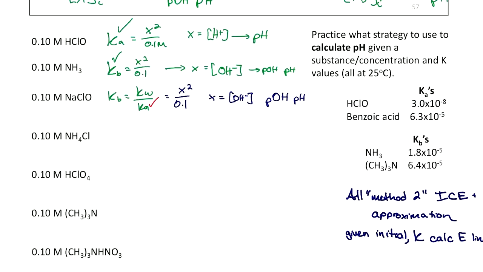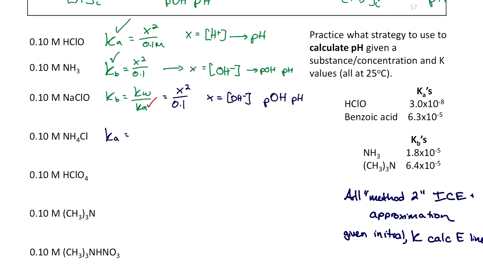All right, the next one. Ammonium chloride. Is that an acid or a base? That's an acid, so we're going to use Ka here. But did I give you the Ka for ammonium? Nope, so what are we going to use? The Kb for ammonia. So we can go ahead and calculate that. It's Kw over Kb. I know what Kb is. Kw is a constant. And then this is equal to x squared over 0.1, where x is equal to the concentration of what now? H plus, because it's Ka. So we can just solve for pH directly.